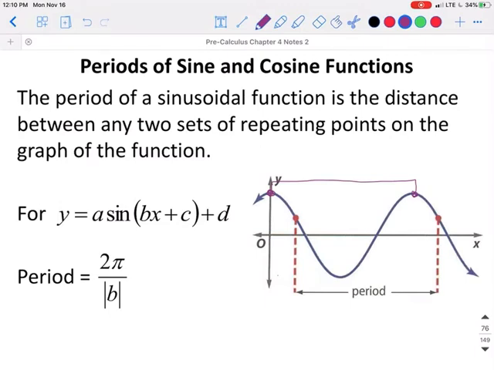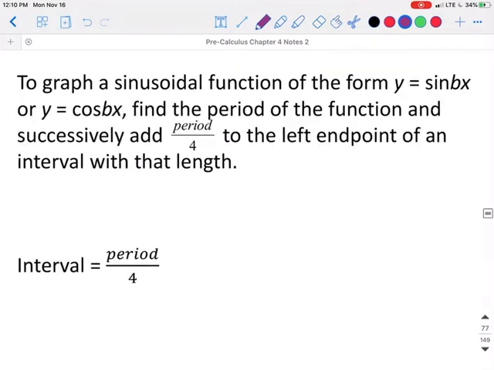To find that period, you're going to do 2 pi over the absolute value of b. And remember, b is the value right in front of your x. Now, to make your graphing easier, once you know the period of your function, to figure out the interval in which you need to change things, your interval is just period over 4.